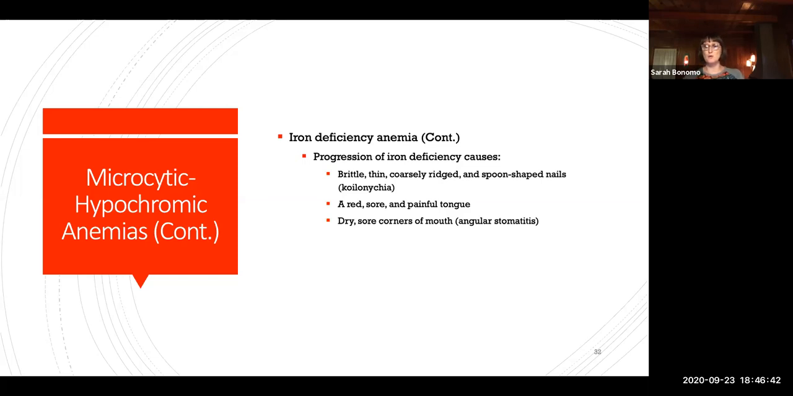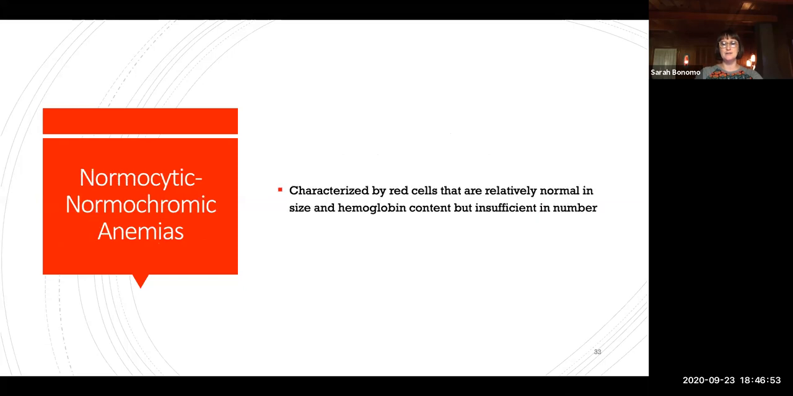Also dry, sore corners of the mouth. We call that angular stomatitis. It's literally right in the crack of the mouth. It can be other things as well, but lots of times it can be indicative of iron deficiency anemia.